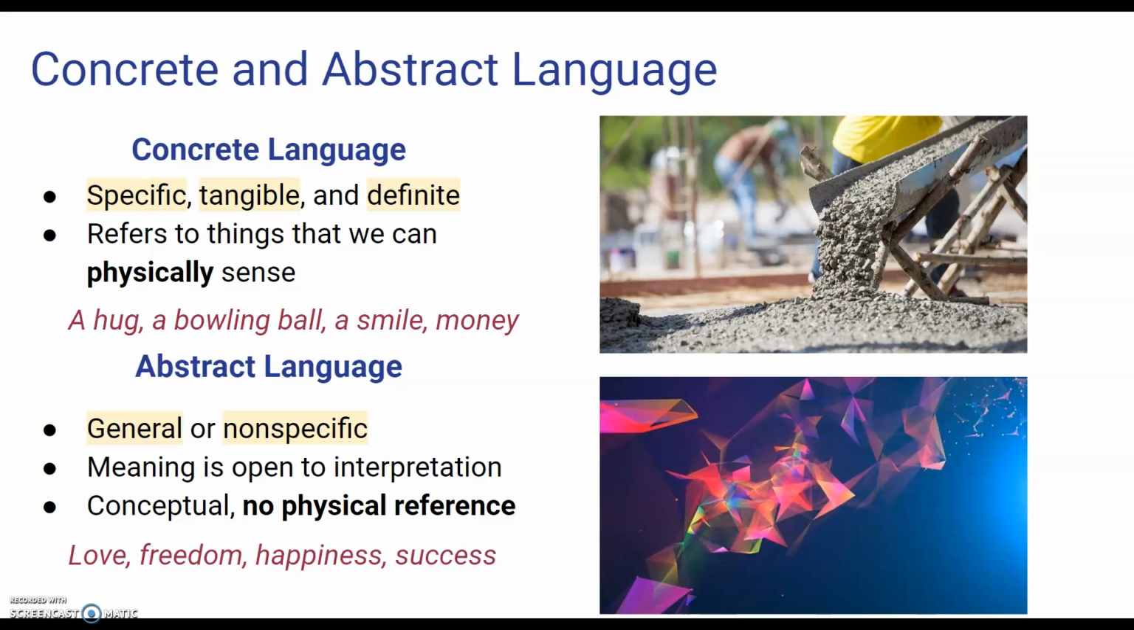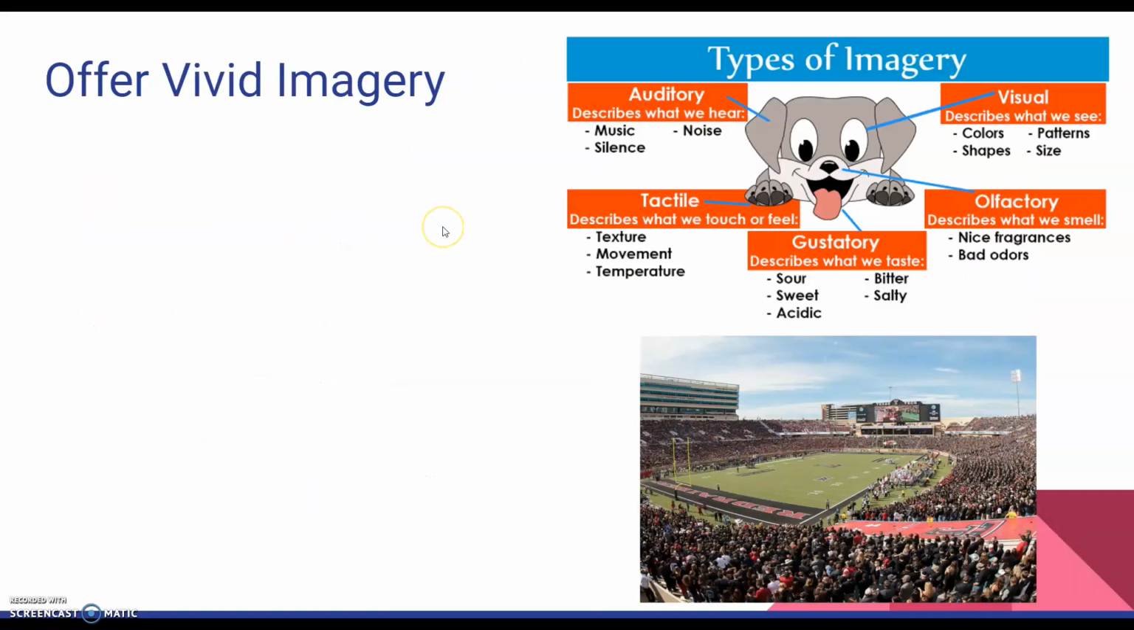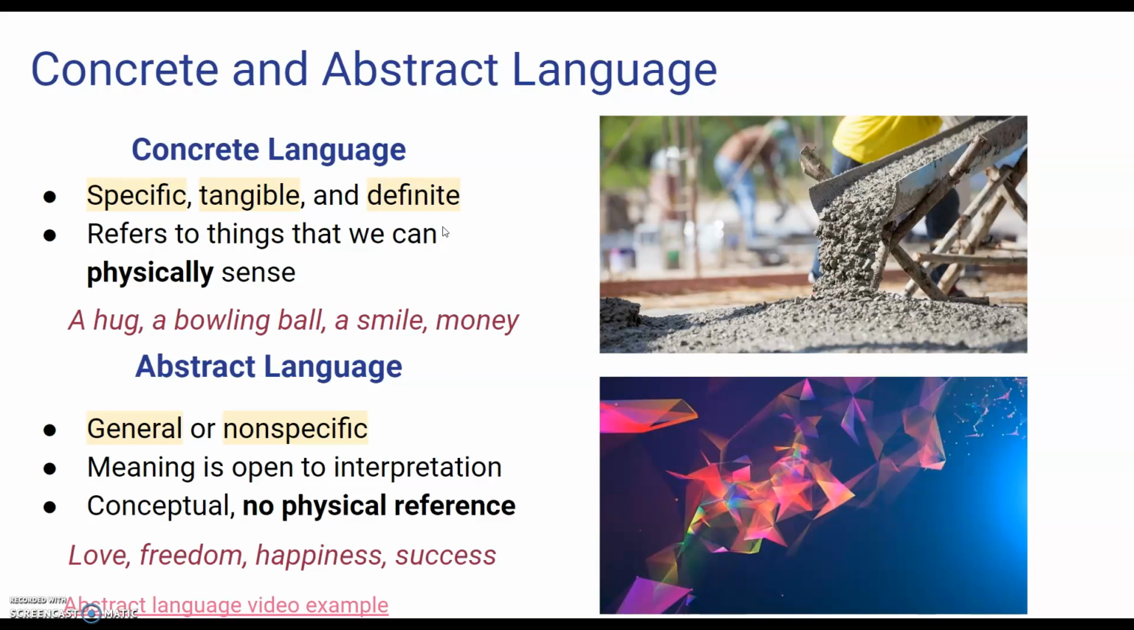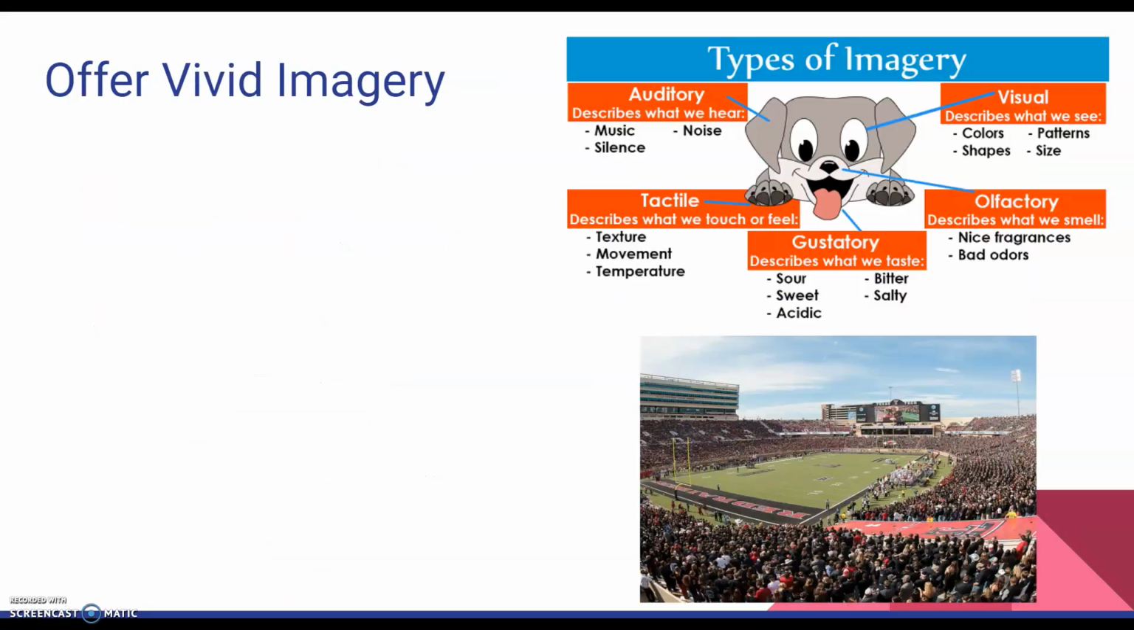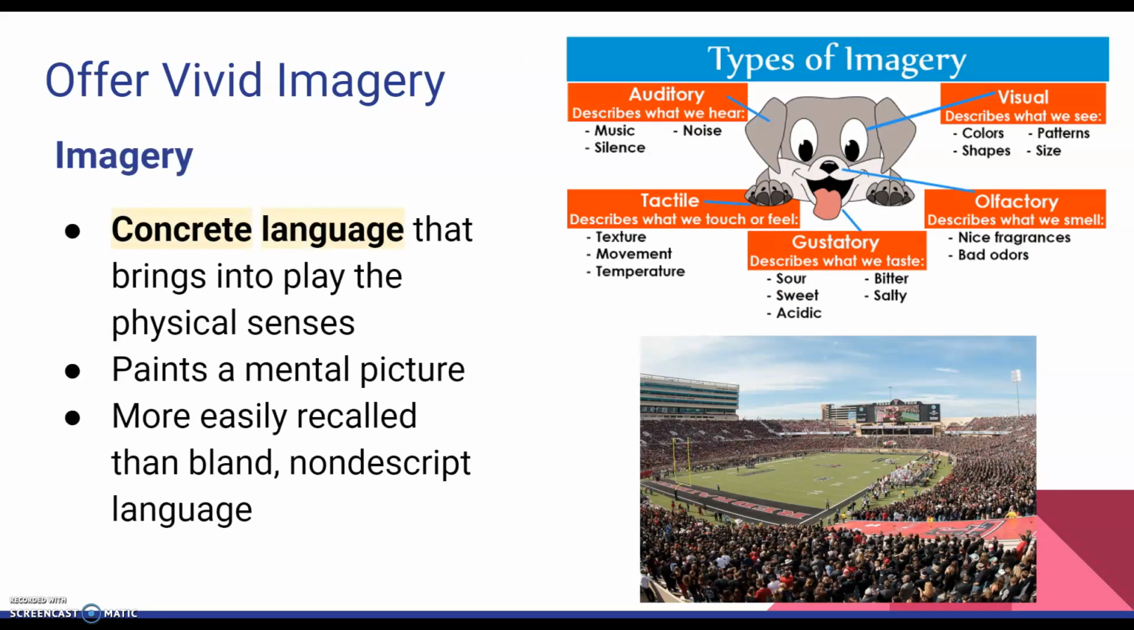And so now we're going to move on to vivid imagery. When we say we need to offer vivid imagery, it has to play back to the concrete and abstract language. In this case, imagery is concrete language that brings into play the physical senses. So like we said before, we wanted to have an idea whenever you talk about something.